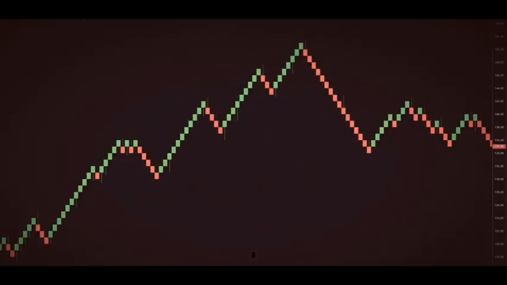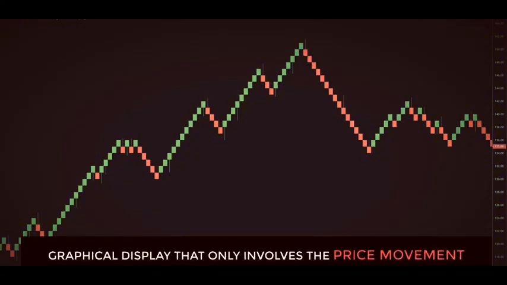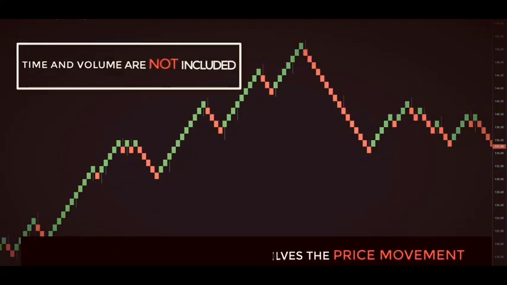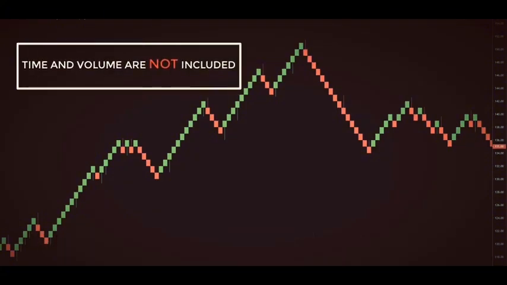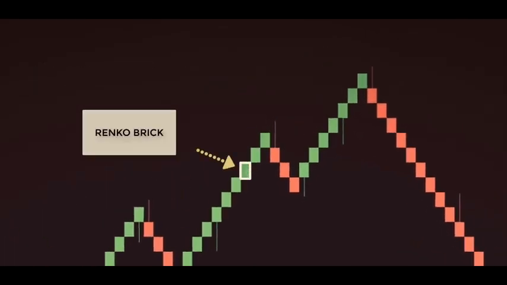So what is a Renko chart? A Renko chart is a graphical display that only involves the price movement because time and volume are not included. The construction of a Renko chart is simple. A brick, or better said, the body of a Renko bar, is formed in the next column once the price exceeds the top or the bottom of the previous brick by a predefined amount. In this case, I use a 100 brick, but you could use any brick size you want, 10, 20, it all depends on your trading style.